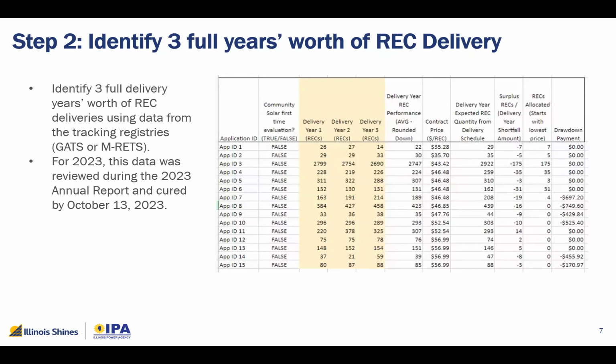Next, we're moving into the actual calculation methodology, and I'm going to be showing screenshots from the actual output reports from the evaluation. So these are the reports that we actually provided to the utility. Step 2 is to identify 3 full years worth of REC delivery. And this comes from the tracking registry. So these are the deliveries from GATS or MRETs. For 2023, this data was reviewed during the 2023 annual report and cured by October 13th, 2023. And remember, a delivery year is from June 1st through May 31st.